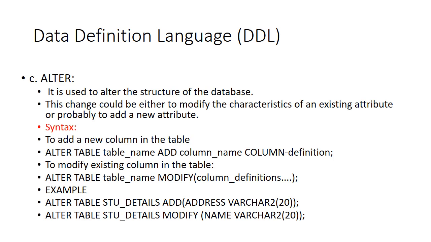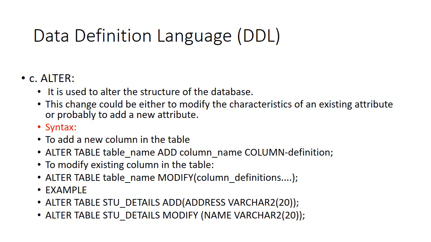Alter. It is used to alter the structure of the database. The changes could be either to modify the characteristics of existing attributes or to add new attributes. Syntax: to add a new column in the table, alter table, table name, add column name, column definitions. To modify an existing column in the table, alter table, table name, modify column definitions.